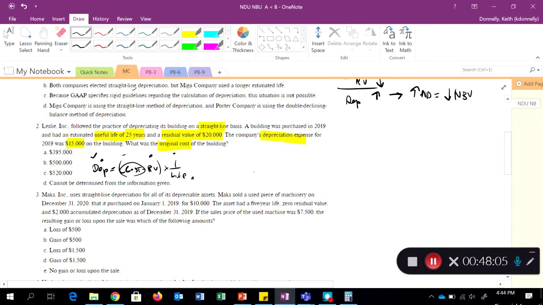So essentially with this, if we apply the facts, 15,000 depreciation expense would equal our cost, which is the unknown, minus 20,000 residual value times 1 over 25. X in this case would be 395,000. So that's A.